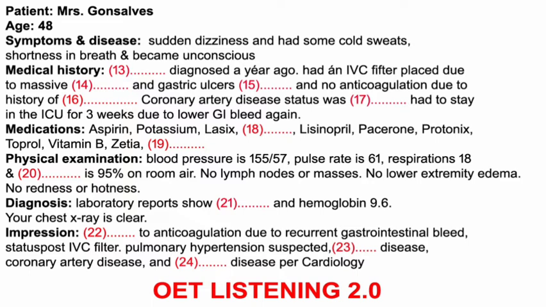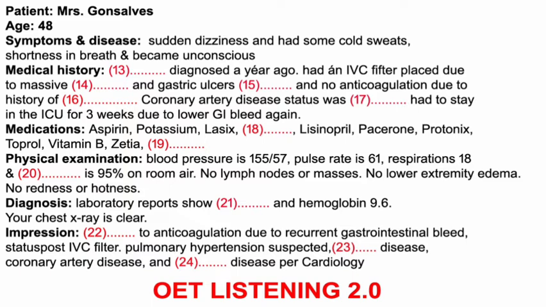Okay. What medications are you taking now? Aspirin, potassium, Lasix, levothyroxine, lisinopril, Pacerone, Protonix, Toprol, vitamin B, Zetia, Zyrtec. Are you allergic to any medicines? Yes, to sulfa. Well, your blood pressure is 155/57. Pulse rate is 61. Respiration's 18. And oxygen saturation is 95% on room air.